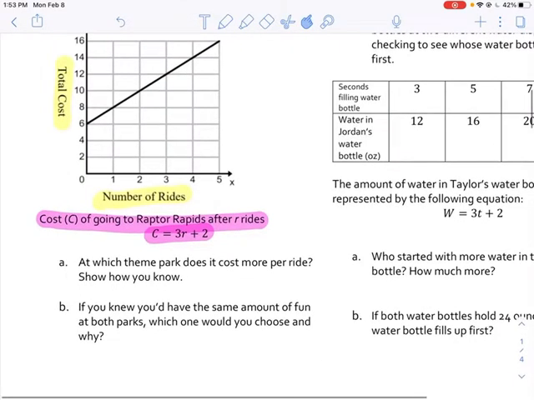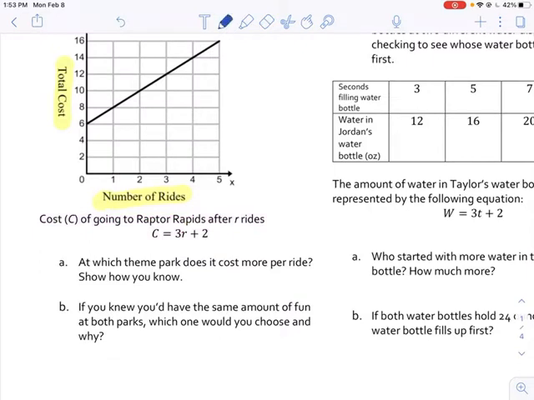Now, this equation is written C equals 3R plus 2. If it helps you, you can totally just rewrite this. Write it as y equals 3x plus 2, and then, okay, I put y in for C, so y is cost, and then x is rides. If that helps you because you're used to looking at it as being x's and y's, you can do that.